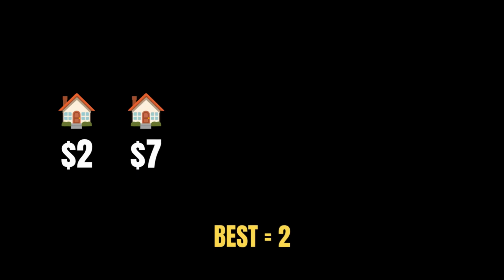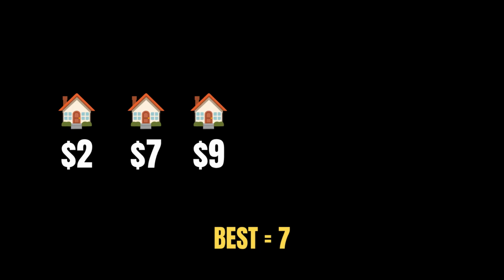Let's not think about the entire problem at once. Start with just one house. If there is only one house containing $2, the maximum we can rob is obviously 2. Now, suppose there are two houses, 2 and 7. We can't rob both because they are next to each other. So we simply choose the larger one. The best we can do is 7.